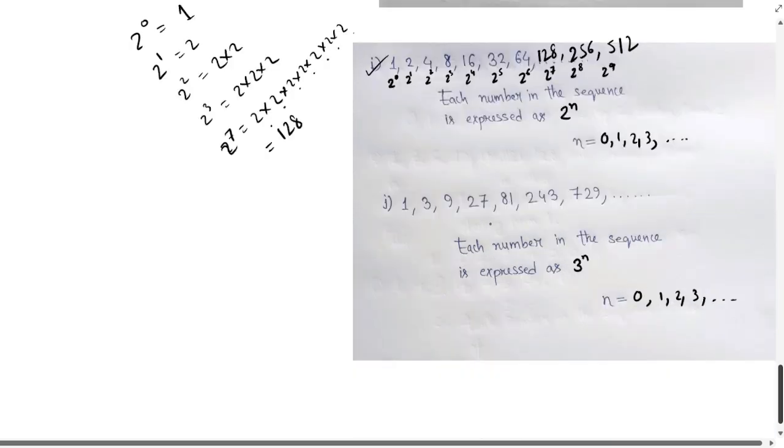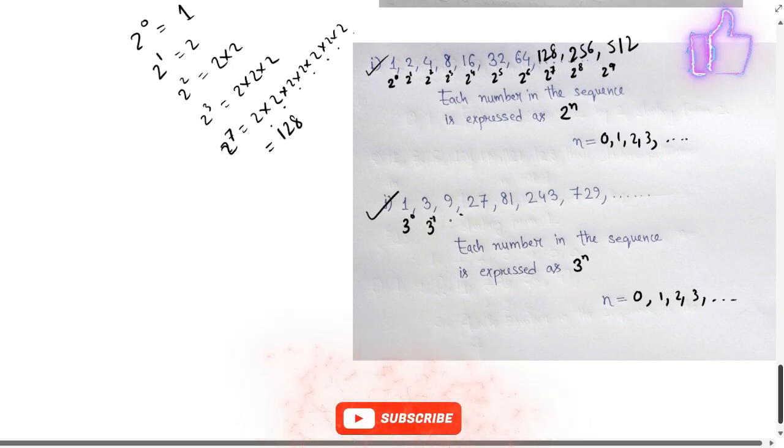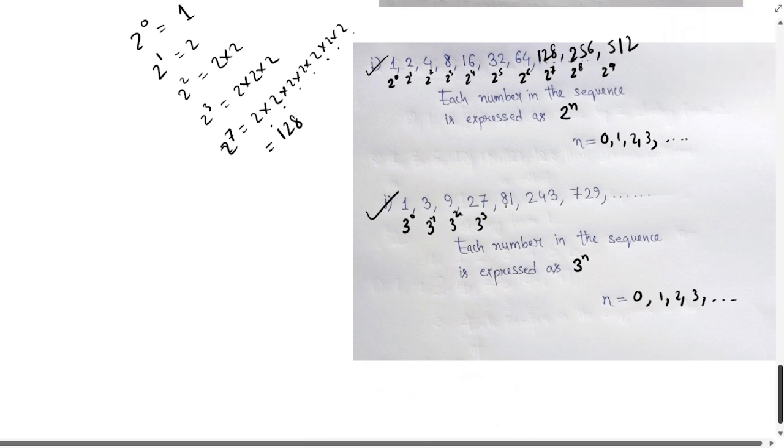Okay. Next, power of 3. 1, 3, 9. So this is 3 to the power 0. This is 3 power 1. And 9 is 3 square. Then 27 is 3 cube. Then 81 is 3 to the power 4. 243 is 3 power 5. 729 is 3 power 6. Next 3 will be 3 power 7, 3 power 8, and 3 power 9.